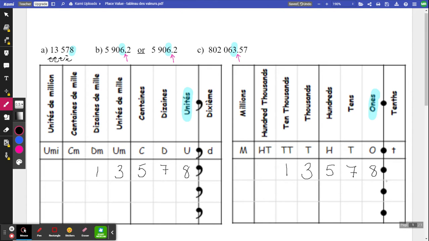Okay. We don't have anything after the decimal. There's nothing after the decimal in this number here. Okay, so that's why my decimal place afterwards is left blank. Okay, so that's it for part A.